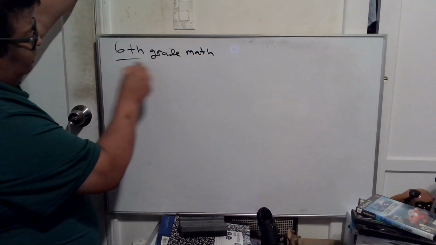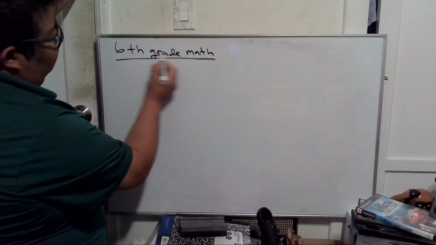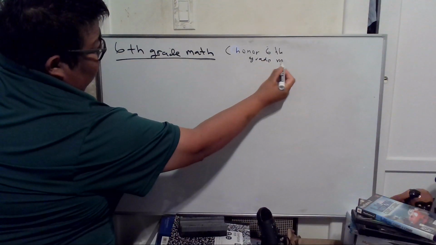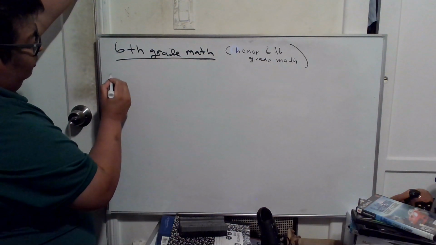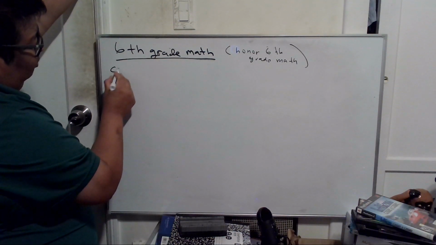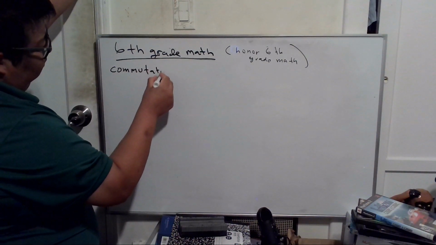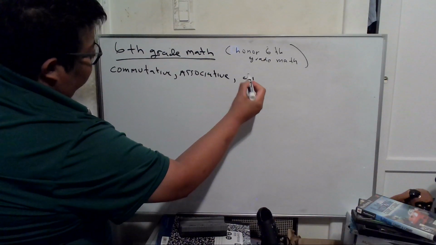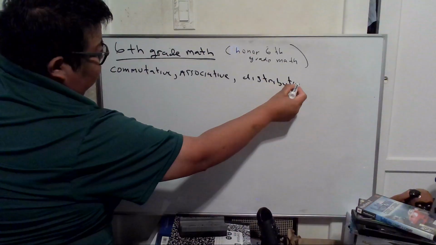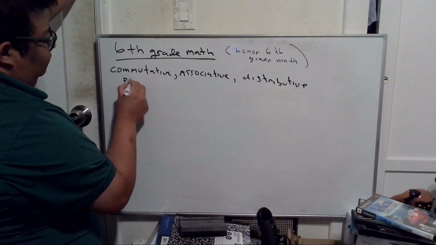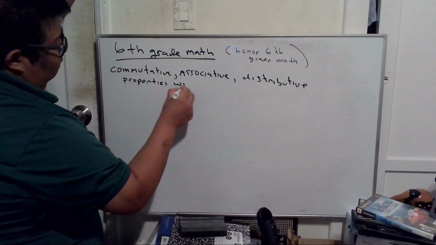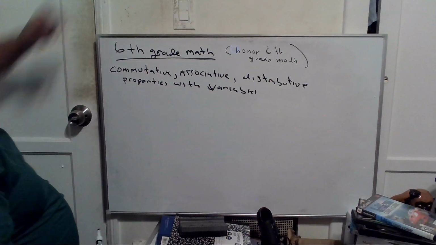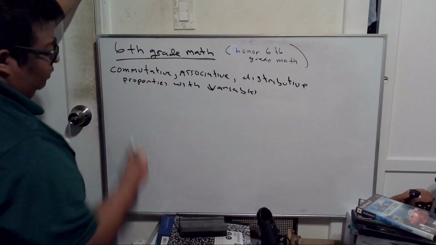We're going to talk about sometimes in sixth grade, and even honors sixth grade math. The student has to learn the commutative, associative, and distributive properties with variables. So basically, this is an introduction to algebra, beginning algebra.